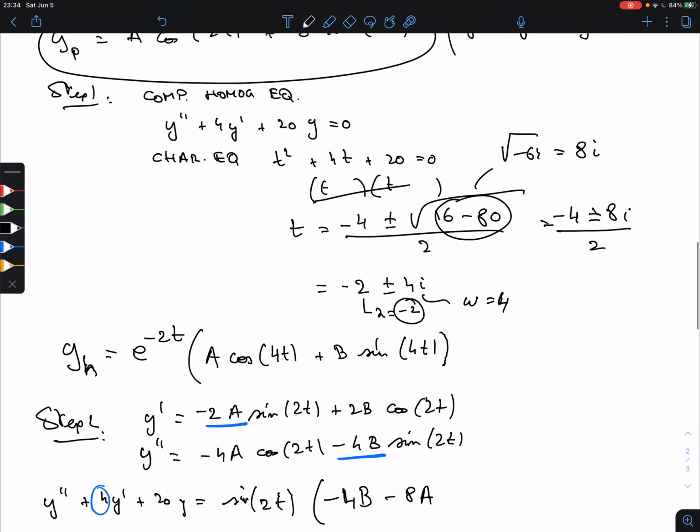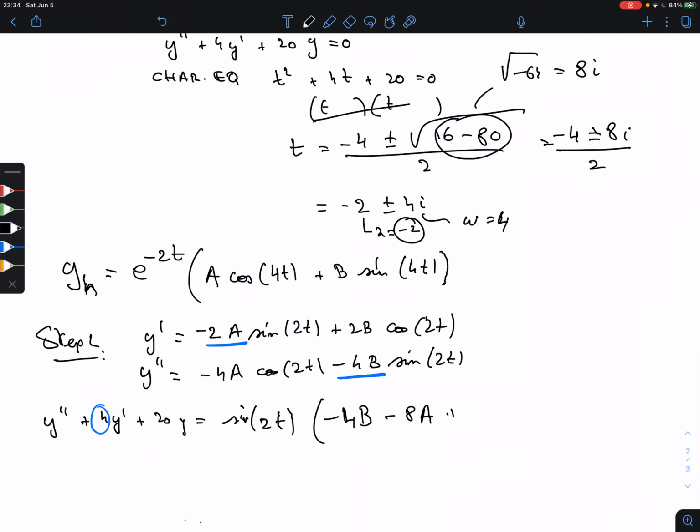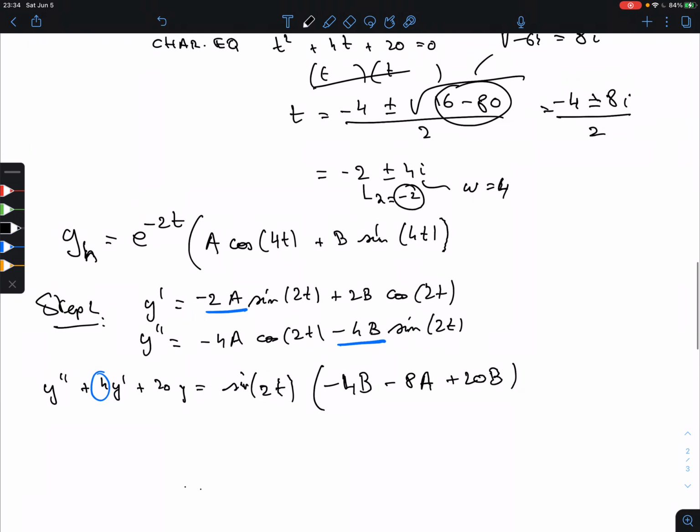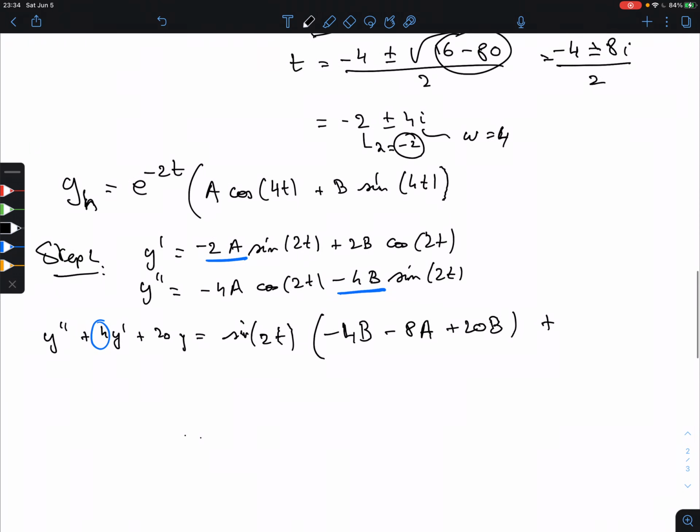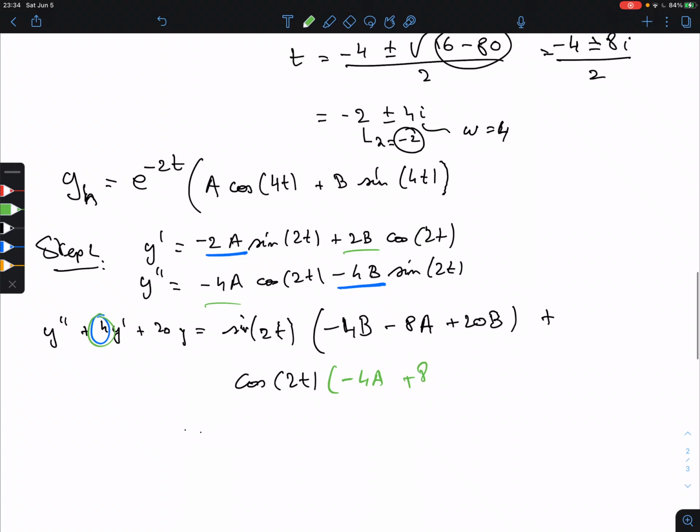Always double check which one you called a and which one you called b. So that's that, plus cosine 2t. What are the coefficients there? From y double prime, it's a minus 4a. From the sine, it's a 2b, but you have to multiply with 4, so it's 8b. And then we have another plus 20a.